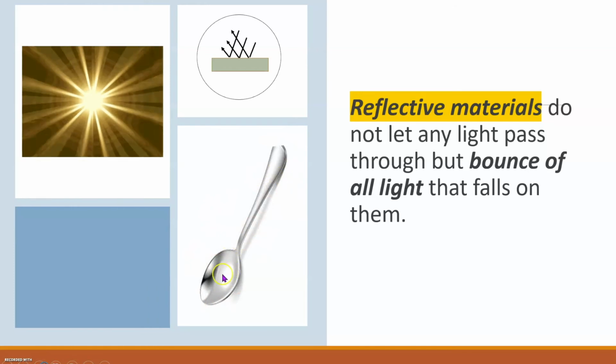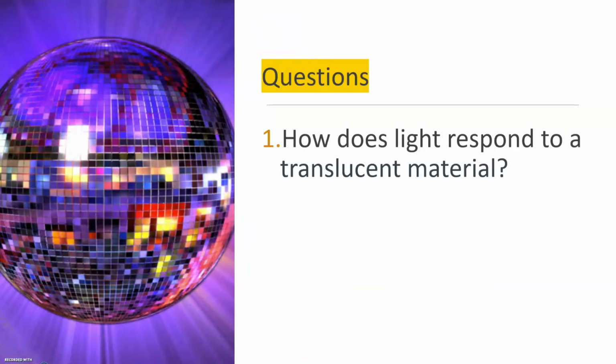The example right here is a steel or metal spoon. We can see the light is being bounced. The light is bouncing off. We cannot see right through the spoon because the light cannot transmit inside, but it is reflecting light, because the light is bouncing off. Again, what is the material that does not let any light pass but bounces off all the light? Very good. It's called reflective materials. Good job, everybody.